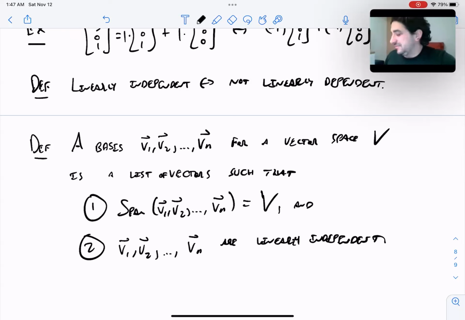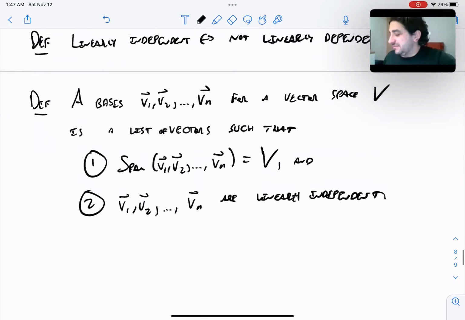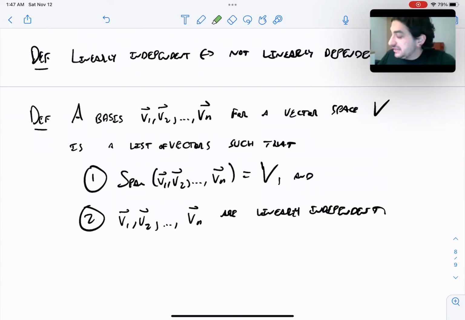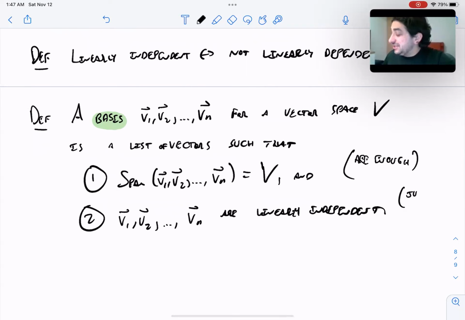So this definition of basis, right? It's like saying that the vectors v1 through vn span V is saying that there are enough to get V, right? But there's just enough, right? That's what the linearly independent says, that you have exactly enough vectors to span V, right? That's the idea of basis.